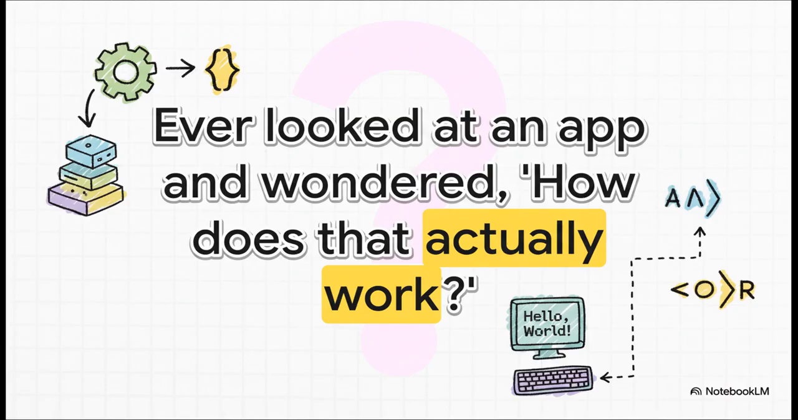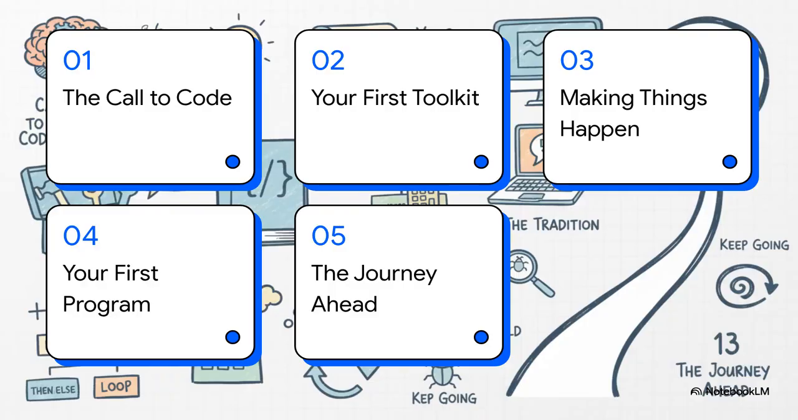So, to make this whole thing feel a bit more like an adventure, we've broken it down into 5 stages. First up, we'll answer the call to code. That's the big idea. Then we'll get your first toolkit, the essential gear. After that, we'll get into making things happen, writing your first program, and finally, we'll talk about the journey ahead.